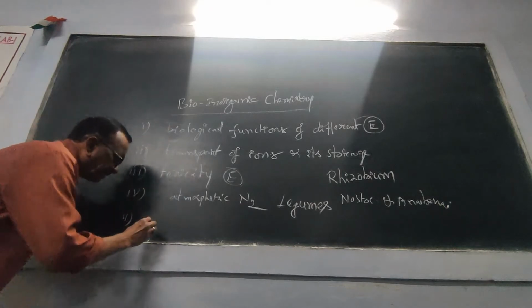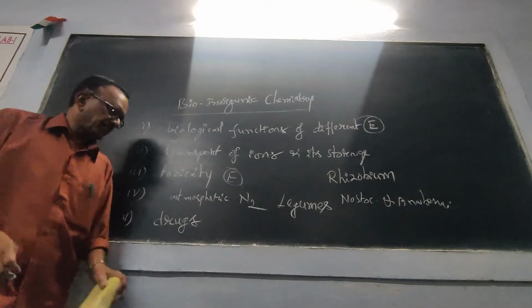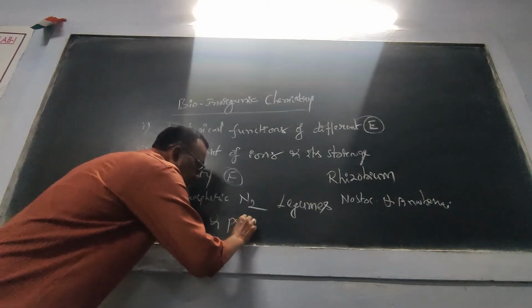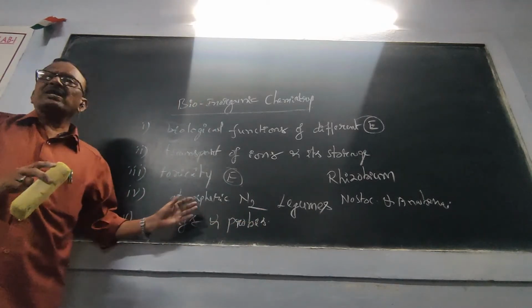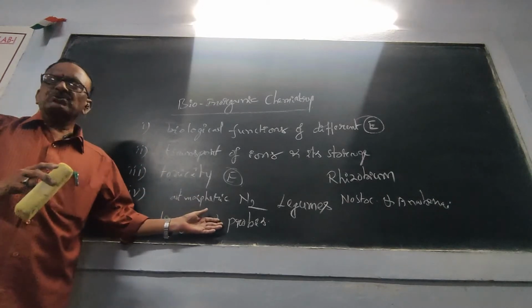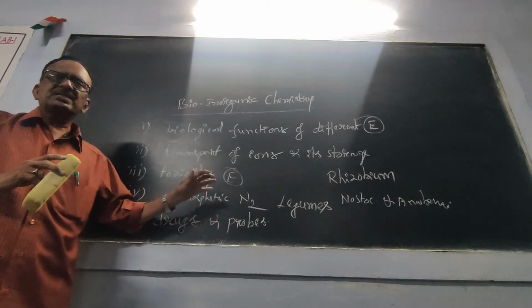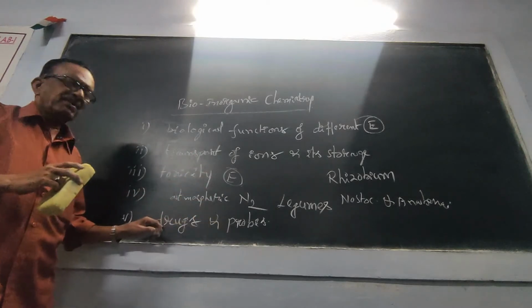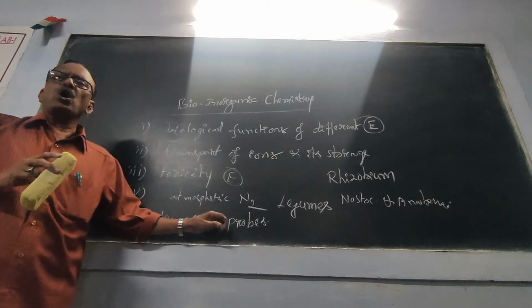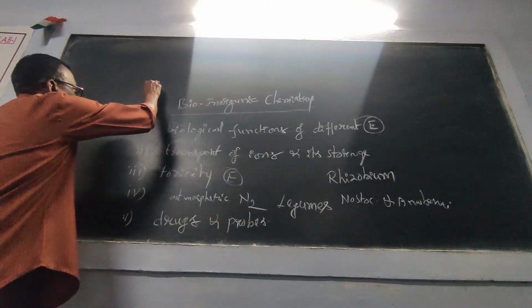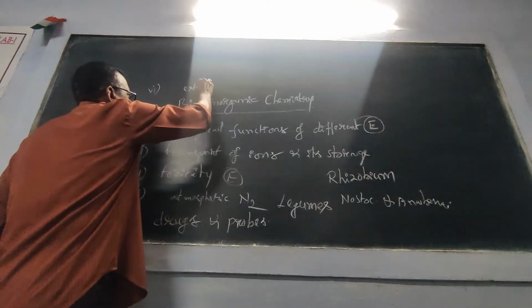And many metals are used in drugs, and also metals are used as probes. Probes means used for investigation purposes. You might have seen a metal detector, which identifies what metals a person is carrying. Like that, some metals are used in the preparation of drugs, and also used as probes.